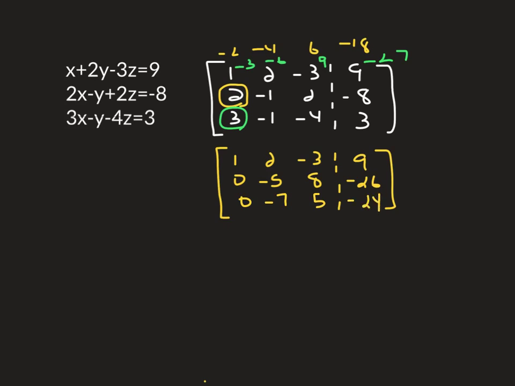All right, now I need this -7 on my bottom row to go away. Do not use the top row here, because if you do, that 1 in my top row is going to mess up the 0 in my bottom row. And I want the 0 to stay. So I'm going to use the second row.